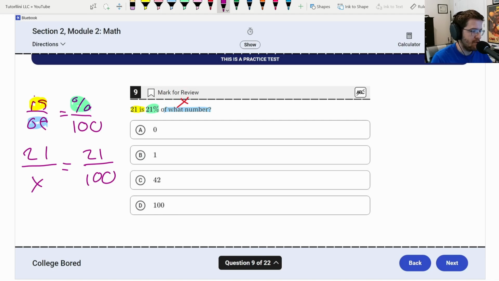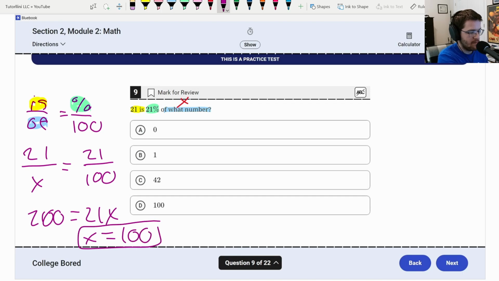Now we can just cross multiply and divide. So 21 times 100 is 2100. And then 21 times x is 21x. Now we're going to divide both sides by 21. We should get x equals 100. And that is answer choice D.